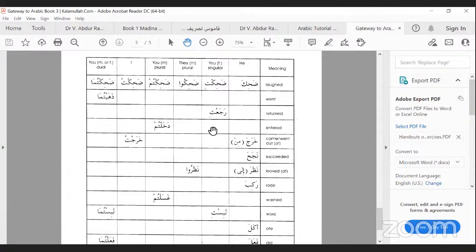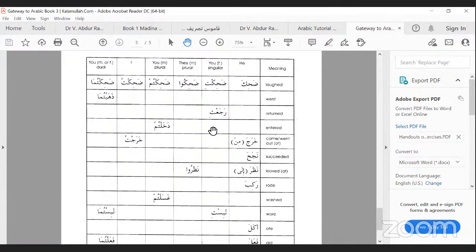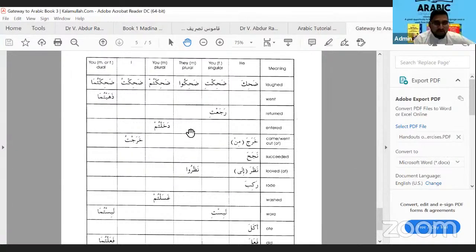Is mama helping you? No. Okay, where's mama? Where's your mom? She's in a different room. Right, she's doing her lesson as well. Okay, that's fine. Okay, next one.